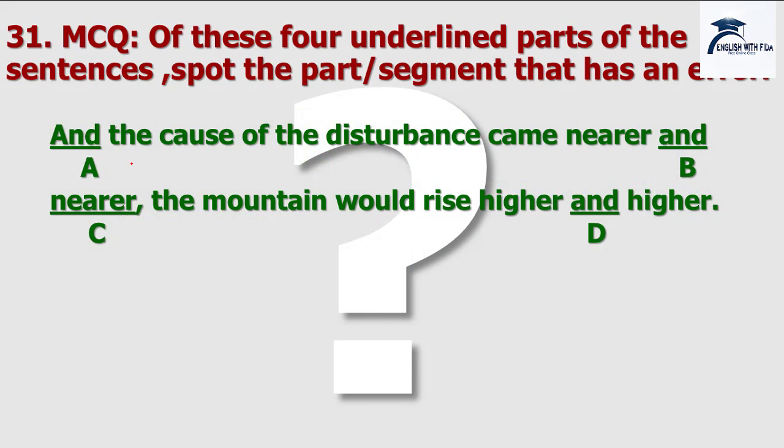Now let's have a look at another type of question, spotting the error from the same topic. Look at this sentence and you have to find the mistakes related to conjunctions. And the cause of the distance came nearer and nearer, and so. You can see option A is taking the wrong start. This conjunction is wrong. We cannot begin any sentence with and.